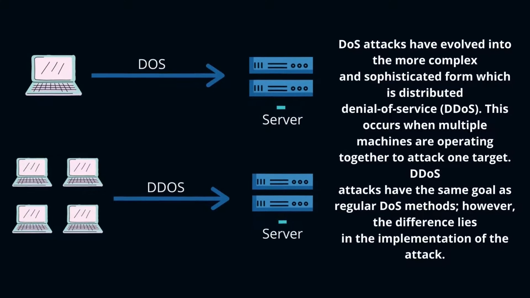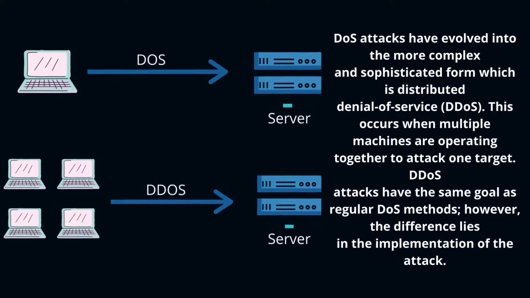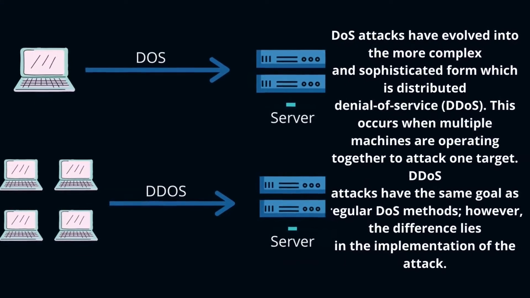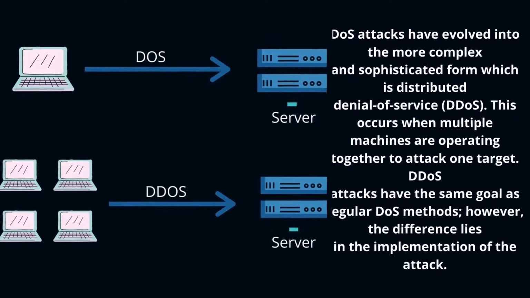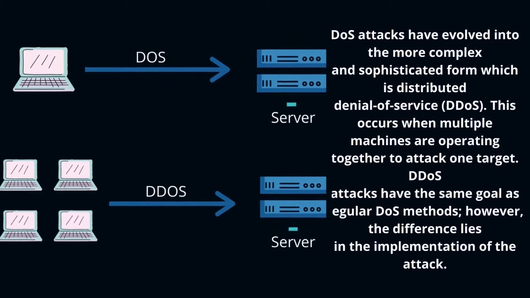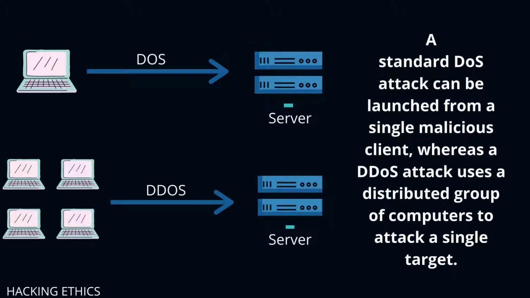DoS attacks have evolved into a more complex and sophisticated form, which is distributed denial of service, DDoS. This occurs when multiple machines are operating together to attack one target. DDoS attacks have the same goal as regular DoS methods, however, the difference lies in the implementation of the attack. A standard DoS attack can be launched from a single malicious client, whereas a DDoS attack uses a distributed group of computers to attack a single target.